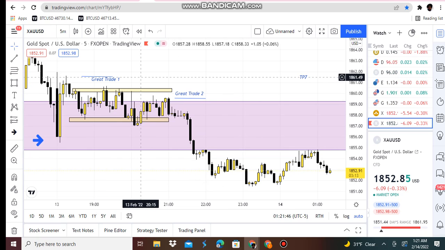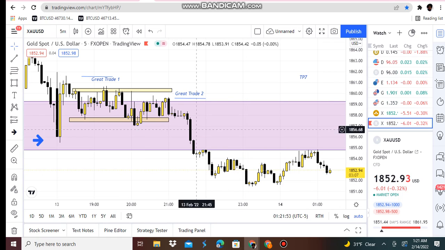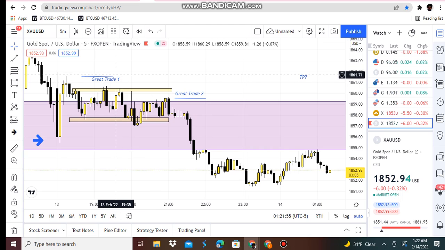You're in profit from 1861 down to 1852, and depending on your lot size, easily a couple hundred, or a couple thousand, depending on your lot size. So you have to wait for price to make a lower high.